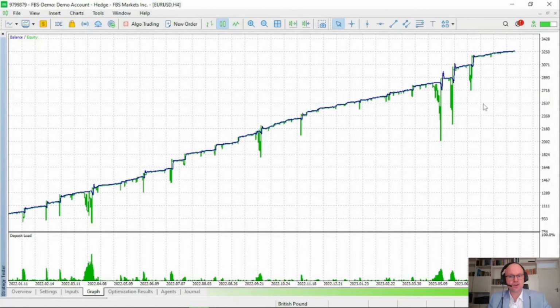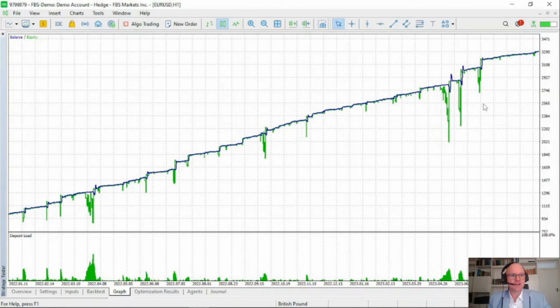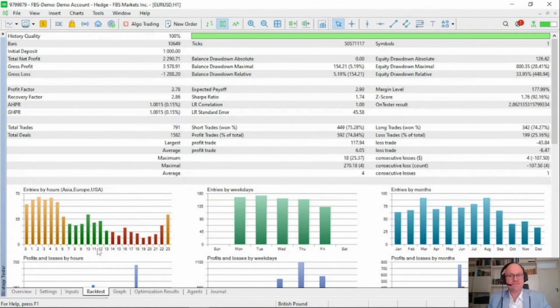Now here we have the chart for the test that I ran from the 10th of January until the end of September, and you'll see that it is able to generate a very healthy return over this period in testing. The period in testing did have a few periods of drawdown, but because of the advanced AI filter, it was able to generate a very healthy return of $2,290.71, giving us an equity drawdown of $800 or 28.41% and a very high profit factor of 2.78.